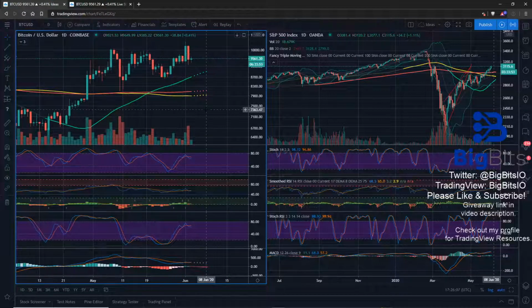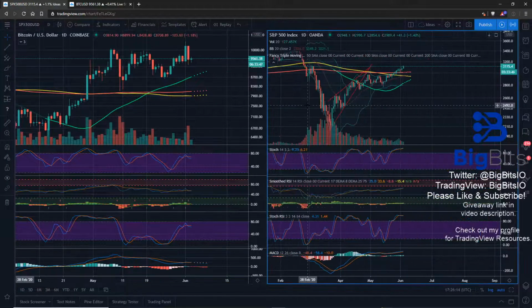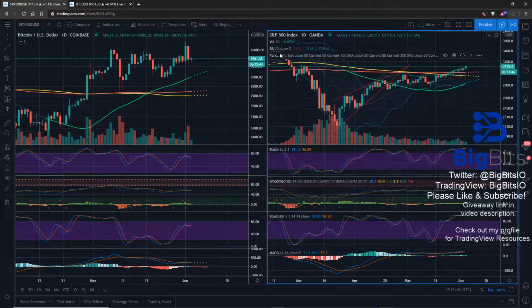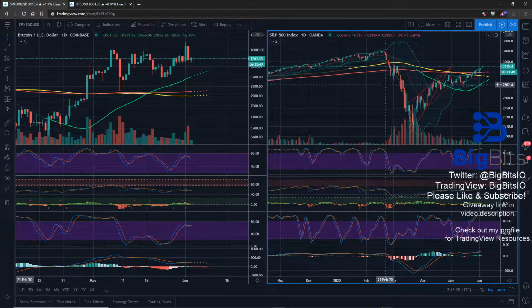So I'm actually going to take that off the chart now. I don't need it anymore. So let's compare that to the S&P. Now the S&P, with all the same indicators, also looks equally ridiculous in its rally since the bottom.